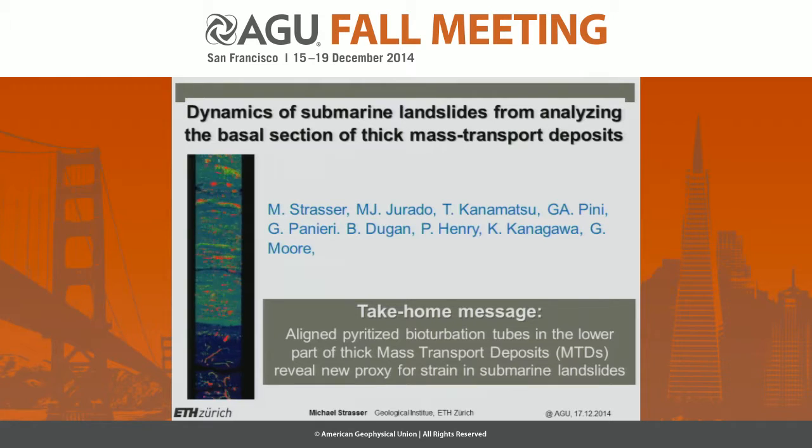So I put my take-home message right there, in case you want to check your early morning emails during my talk. That's what you really should remember: when we are able to get samples from the lower part of thick mass transport deposits, cores, and the ways we can analyze cores do reveal a lot of insights, and we're just starting to understand how we can use this strain to get to the dynamics of large submarine landslides.